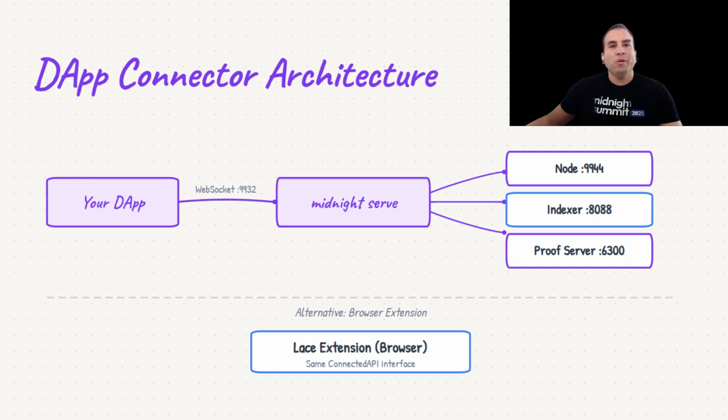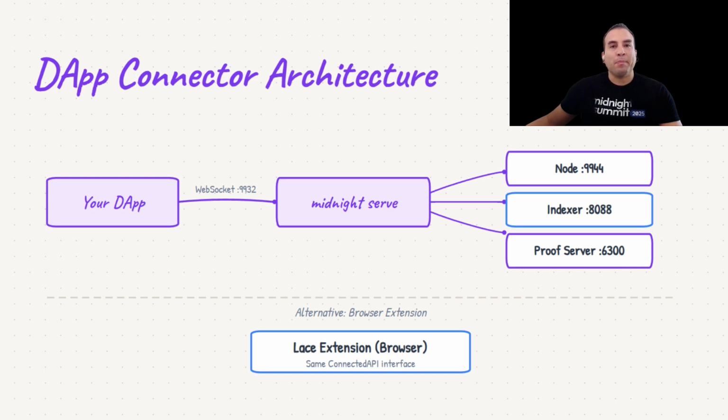Let me show you how the pieces fit together. Your DApp connects to the Midnight Serve process over WebSocket. That process then talks to the node, the indexer, and the proof server, the same 3 services we discussed earlier. So the DApp connector is really a bridge. It translates wallet operations from your DApp into the right calls to the Midnight infrastructure.